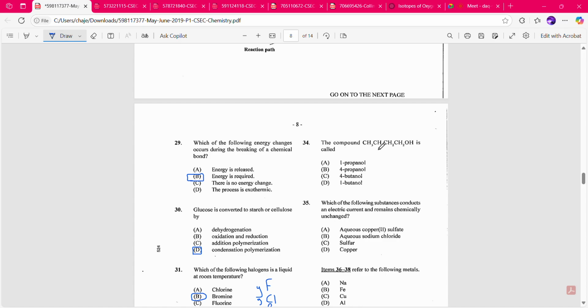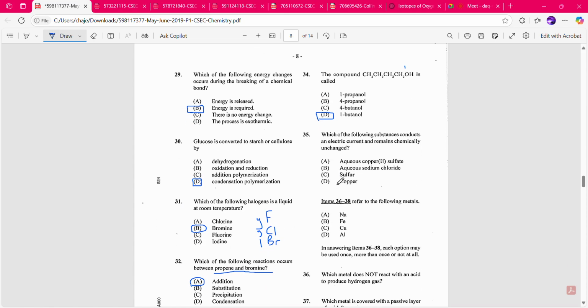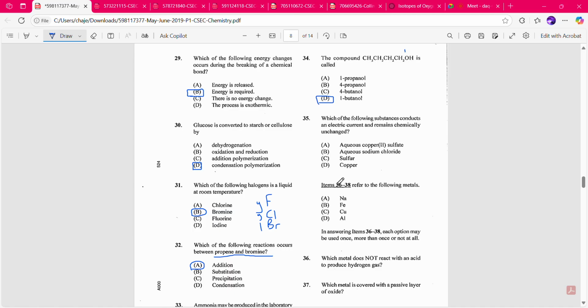34, the compound CH3, CH2, CH2, CH2, OH is, so we have 1, 2, 3, 4 carbons, 4 is but-. It is going to be 1-butanol. We want to give the OH the lowest possible number, so it's going to be on carbon number 1. Which of the following substances conducts an electrical current and remains chemically unchanged?